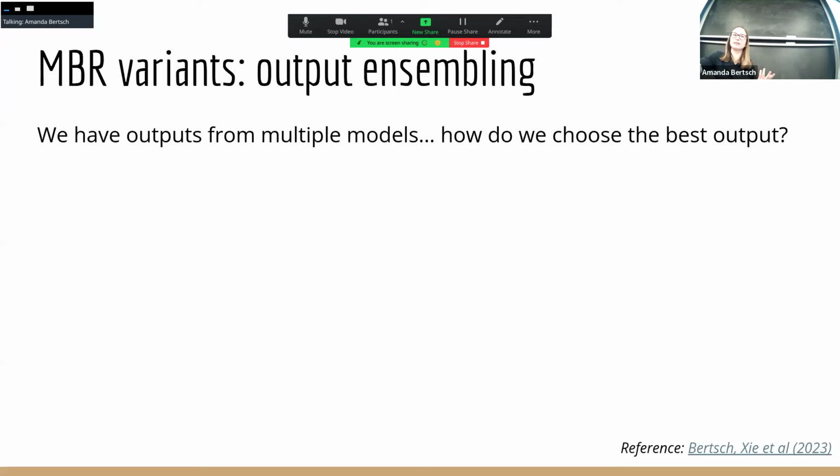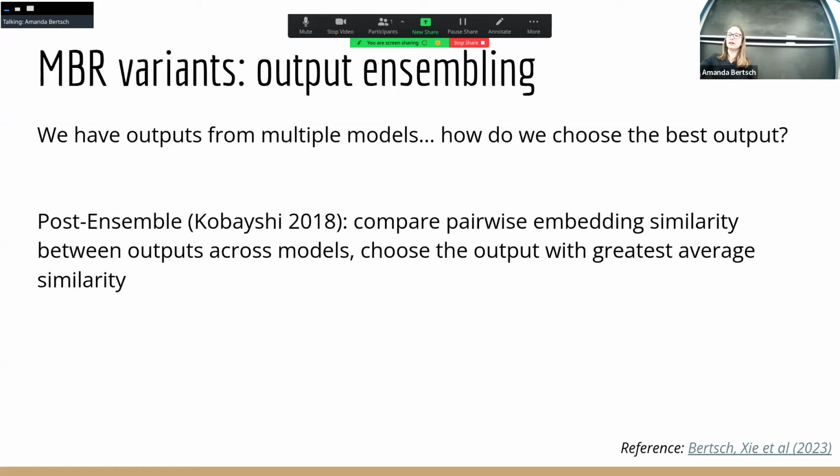The first of these is output ensembling. Say you have multiple different models and you get outputs from all of them, and now you need to choose a best output among that set. One common way to do this is to compare embedding similarity across models. Does model 1 think these two things are really similar? Does model 2 think these two things are really similar? And try to choose something that has really high similarity with a lot of other outputs.